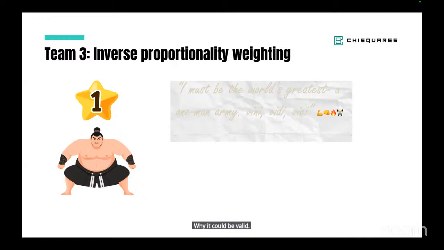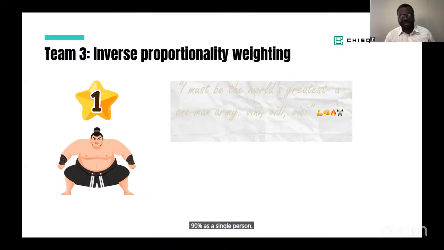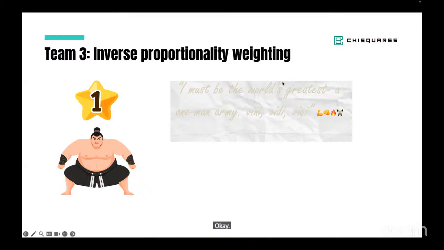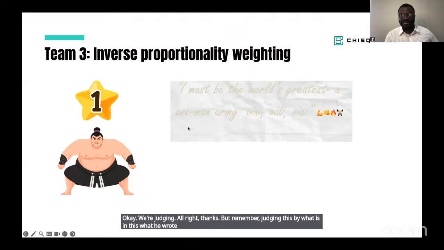Valid in the sense that the measurement you will get will give the actual measurement of when he became a larger human, but not precise in the sense that that is not the actual weight that he possessed as a single person. That is my suggestion. Right, thanks. But remember, we're judging this by what he wrote. So we want to focus on what he wrote.